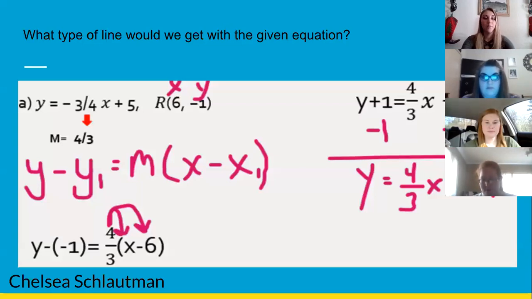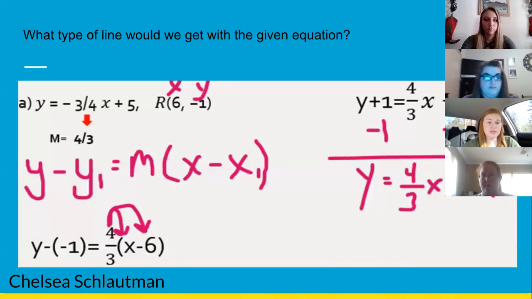Hey Chelsea, what type of line would we get with the given equation? To find the line for the equation shown, first we need to find out what m is. The m is equal to the slope. And to do that, we need to take care of the -3/4. We're going to take the reciprocal of that, which just means we're going to flip it over and get rid of that negative. So now we're going to have 4/3.